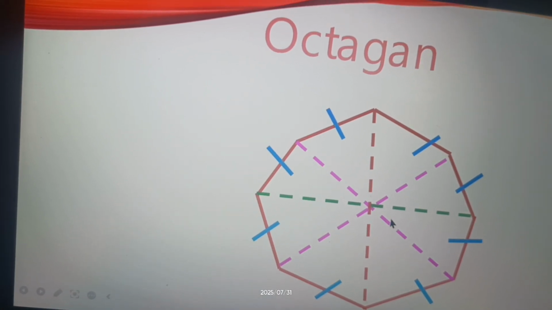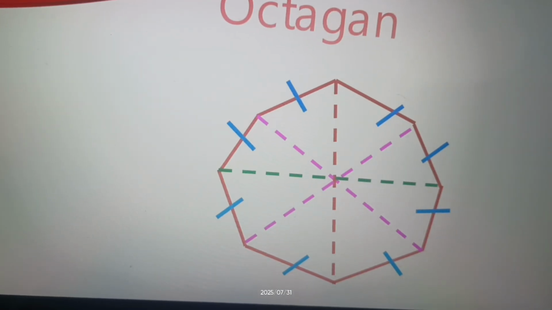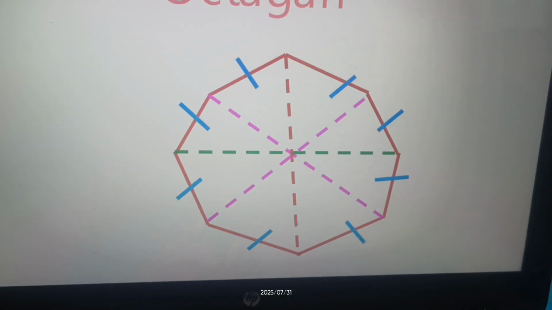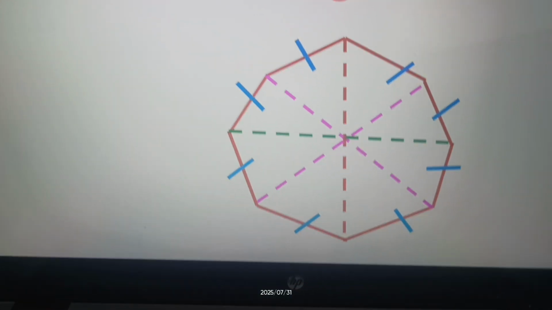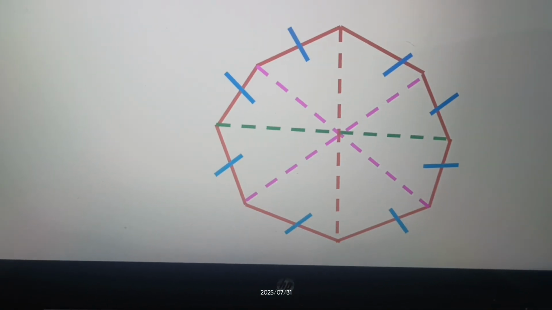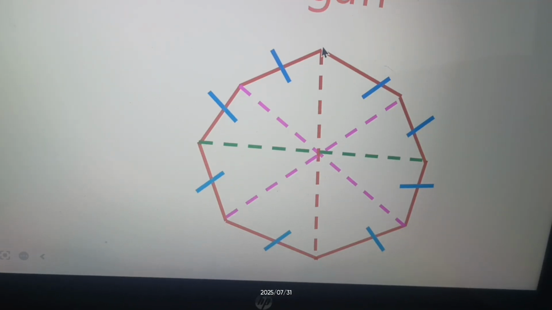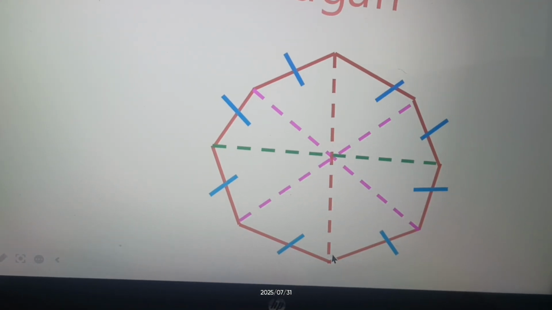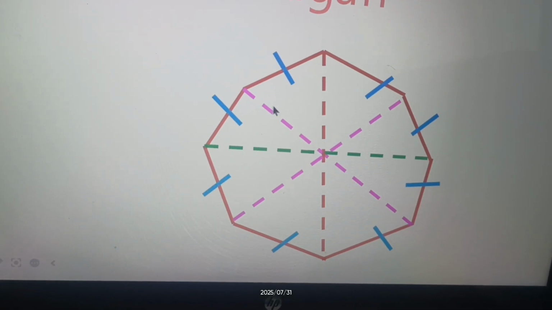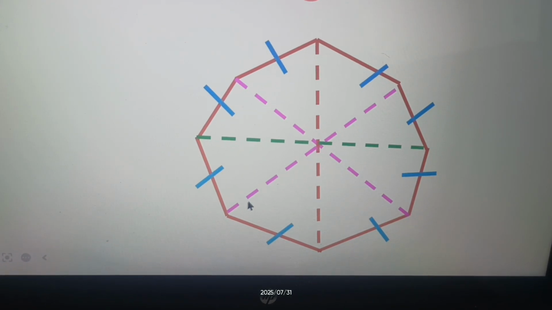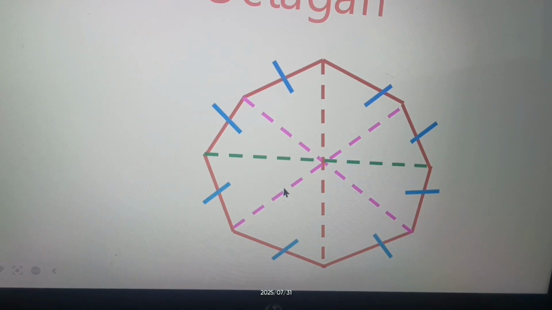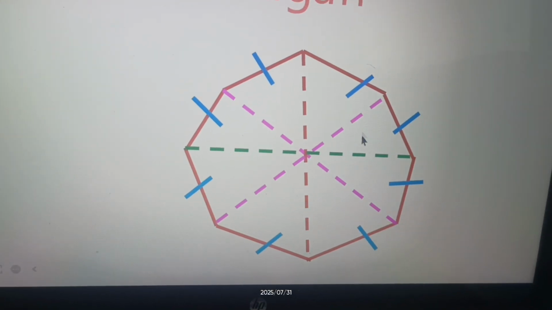Other than that, spiked, like the web of a spider. Sometimes it's also like this, no? How many symmetrical lines are there? You can connect these 2 points and draw 1 symmetrical line. Again 1 here, 1 here and 1 here. There are altogether 1, 2, 3, 4. 4 symmetrical lines are there.